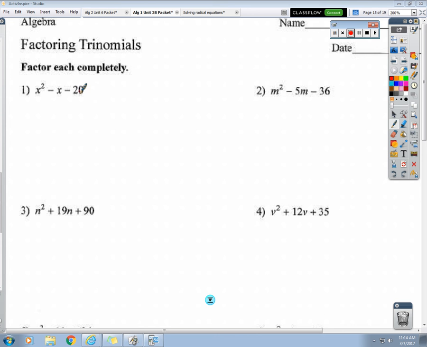Okay? Anytime you're asked to factor a trinomial and the leading coefficient is 1, you're going to factor it using what we call the bubble method. The reason we call it the bubble method is because you factor it into two binomials. Some teachers just call those bubbles. Now, to get x squared, you have to do what times what?